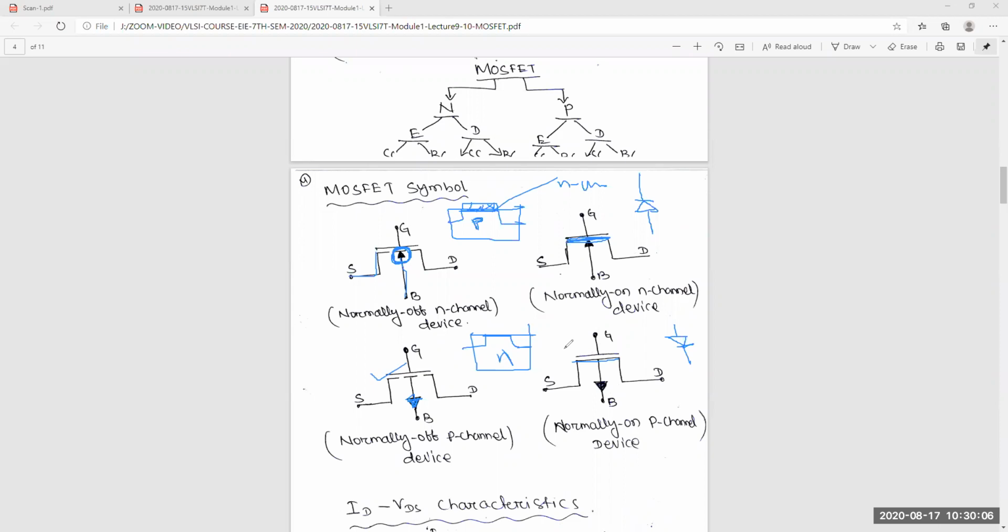If anyone asks about this symbol, it's a very basic thing, but if you do not answer, then they will say you don't know anything. It's a very simple thing. You need to know this.